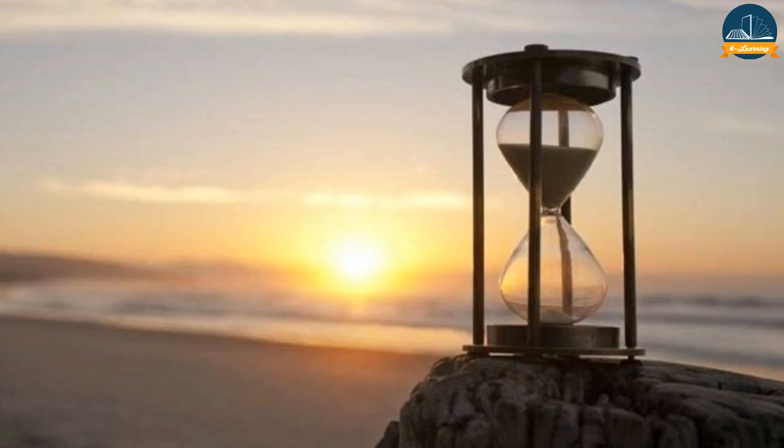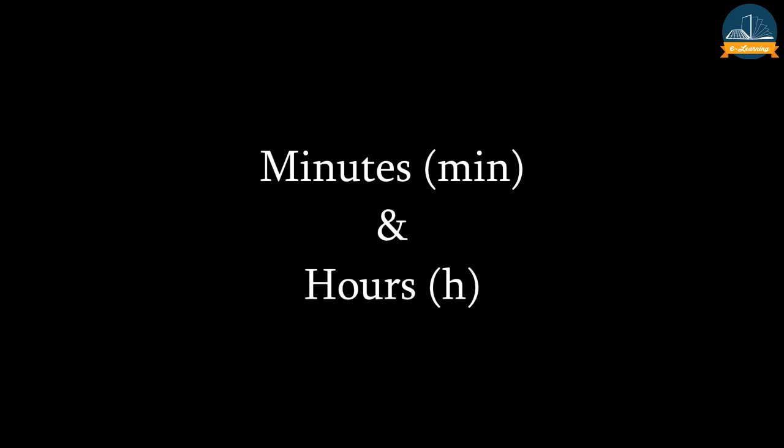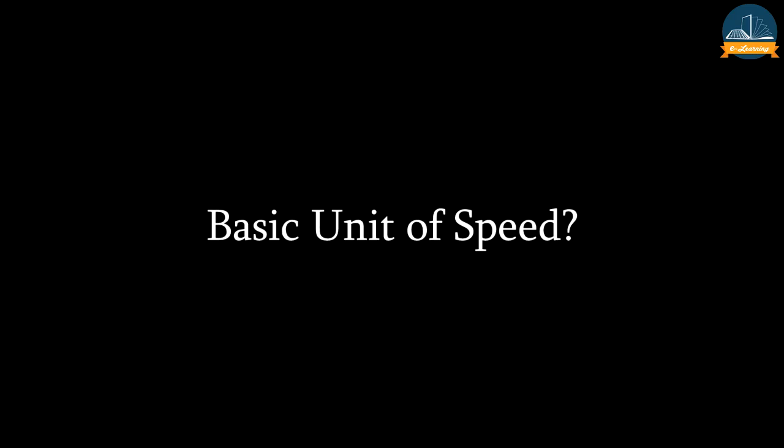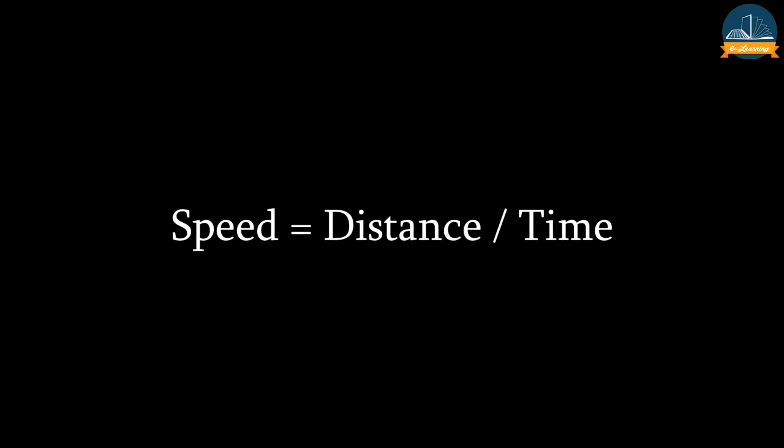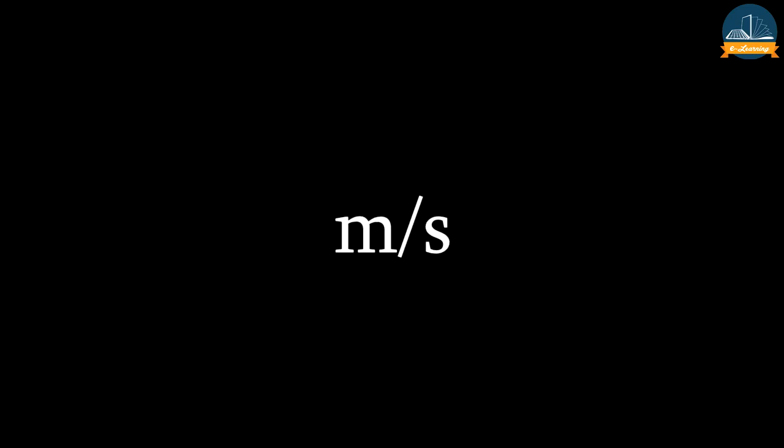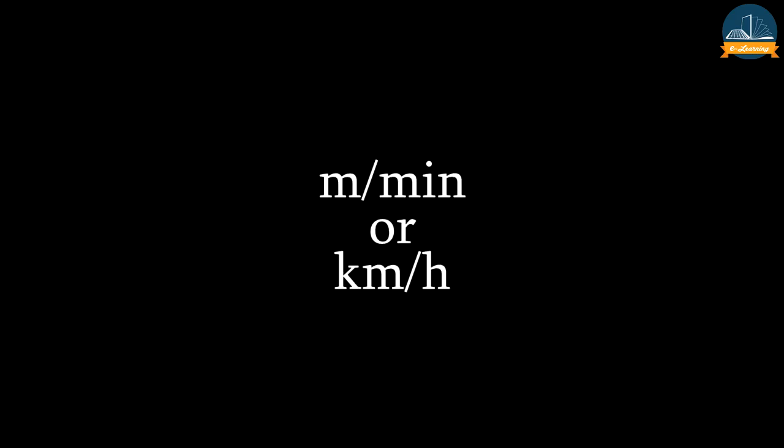Next topic we are going to study today is units of time and speed. The basic unit of time is a second. Its symbol is s. Larger units of time are minutes and hours. Now tell me, what would be the basic unit of speed? Since speed is distance over time, the basic unit of speed is meter per second. Of course, it could also be expressed in other units such as meter per minute or kilometer per hour.